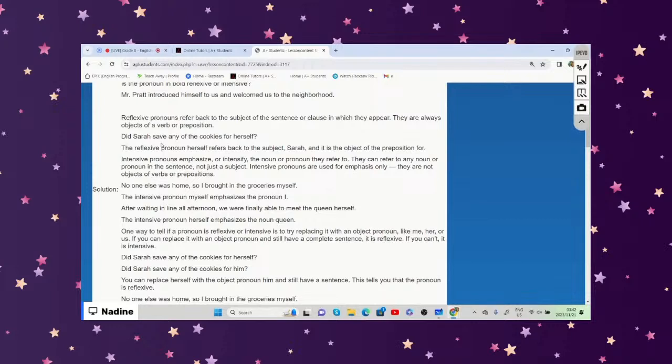And one way to tell if a pronoun is reflexive or intensive is to try replacing it with an object pronoun, for example me, her, or us. If you can replace it with an object pronoun and it is still a complete sentence, then it's reflexive. But if you can't, it is an intensive pronoun.